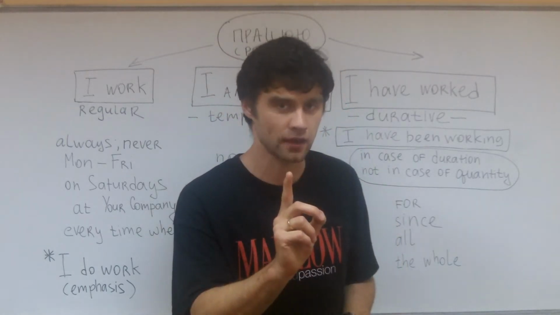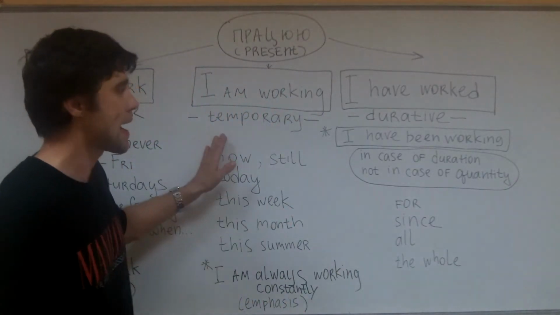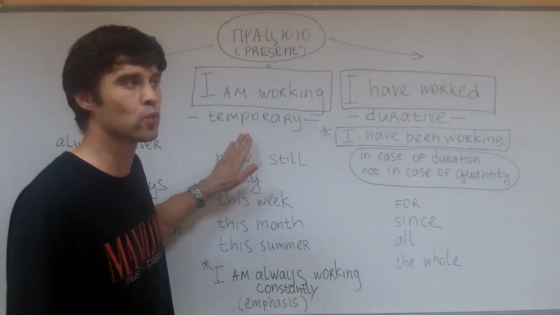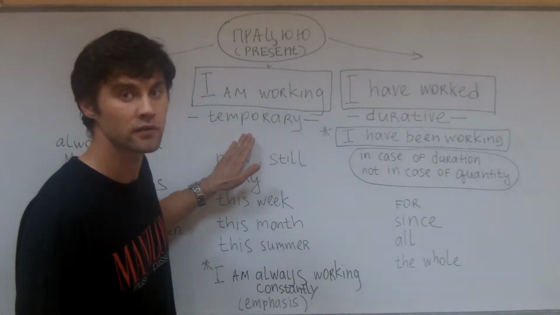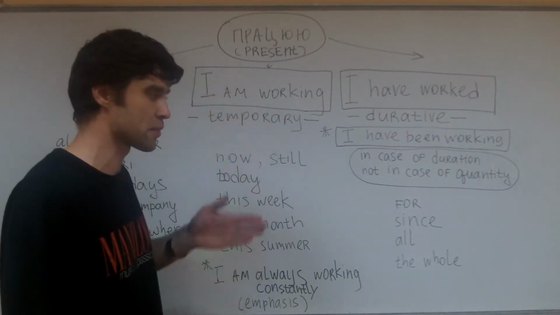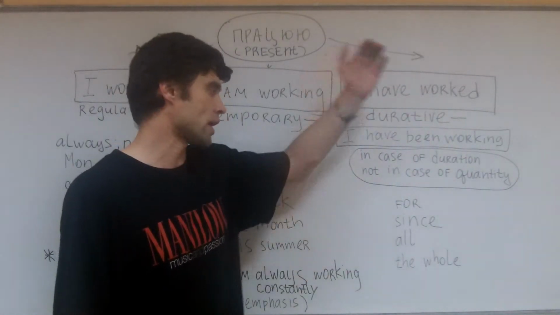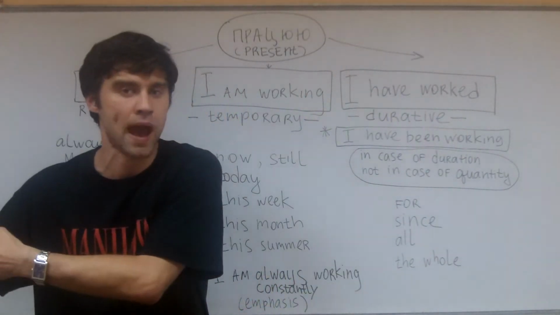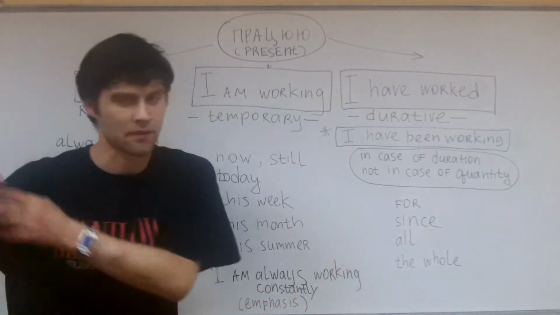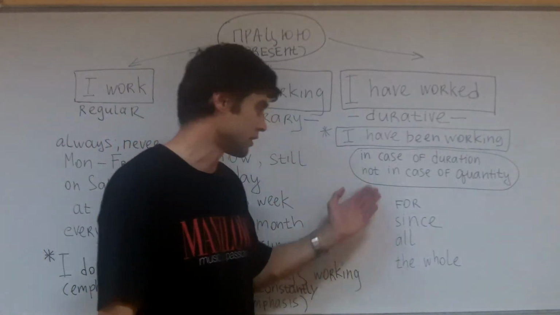A typical mistake by Ukrainian speakers is to say, I am working in this company for 2 years. Or I am working in this company for 1 month. That's not right. Why? You're mixing I am working, which is a temporary action, with something that is durative. What is duration? It's something that started in the past and is still going on. Typically, something that started in the past and is still going on is represented using these words.